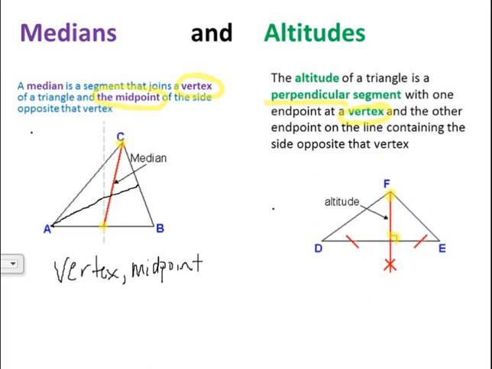So make sure you write these definitions down in your math notebook. If you need more time, go ahead and click pause. Draw a picture of what both of these are. Don't just use words. Draw pictures in your notes.